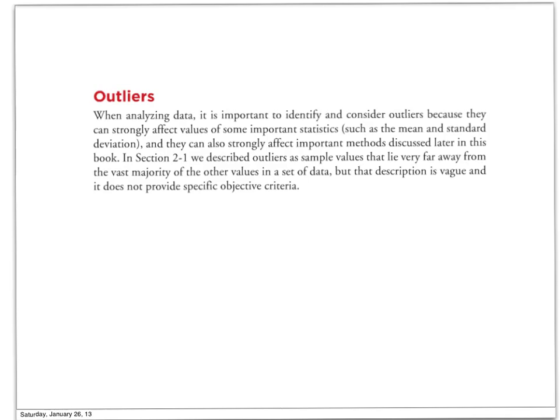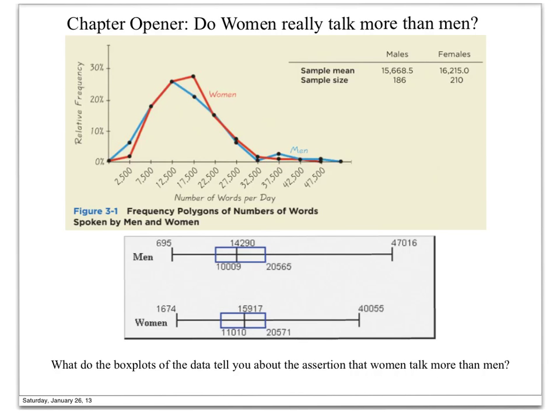I would like you to read this paragraph about outliers. It's important to always keep in mind that when you're analyzing data, you should identify and consider outliers because they can strongly affect values of some important statistics. Remember, the outliers affect the mean and the standard deviation quite a bit. And so they can also strongly affect important methods discussed later in the book. Anyway, go through that part and make sure that you're always aware that there could be outliers affecting your calculations.